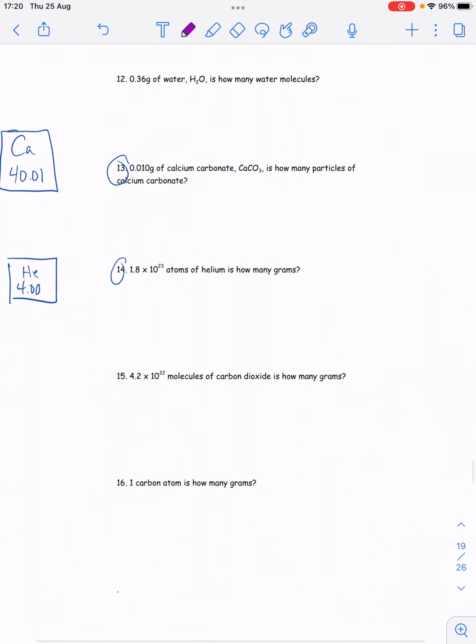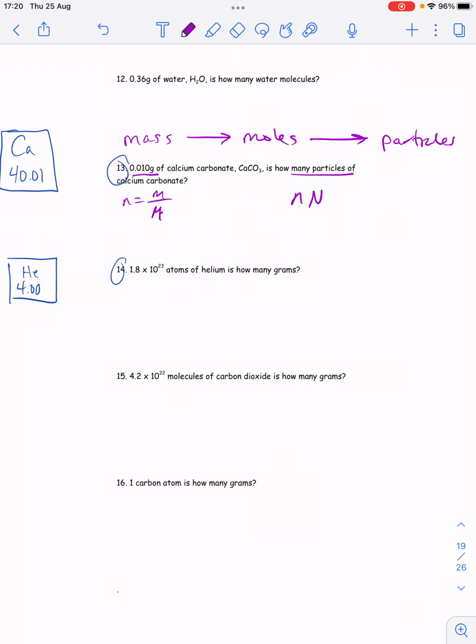Okay, and finally we have some two-step conversions. This one, I'm starting in grams, and I want to know how many particles of calcium carbonate. Well, it's a two-step process. I first have to go from mass to moles, like I did on the first page of questions, and then once I know the moles, then I can figure out how many particles I have. So I just have to use my two equations back to back. So first I do moles is mass divided by molar mass, and then I'll do my moles times Avogadro's number, equals the number of particles.